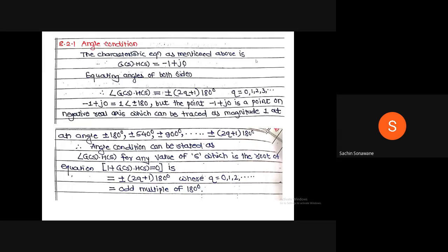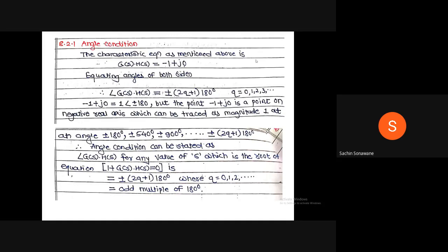angle of ±180, but the point -1 + j0 is a point on the negative real axis, which can be traced as magnitude 1 at an angle ±180 degrees, ±540 degrees, ±900 degrees, and so on, that is ±(2q+1)·180 degrees.